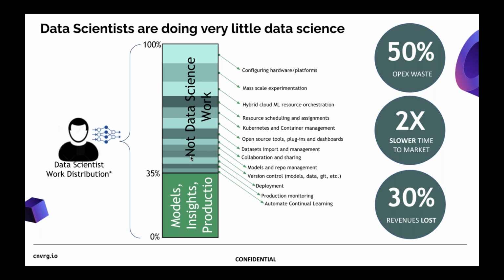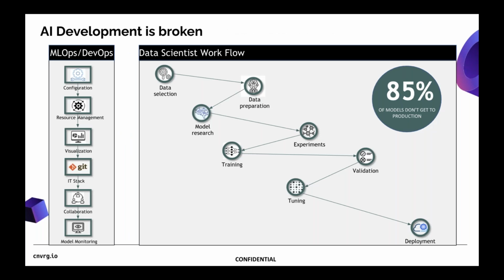This is also impacting the business. We see a lot of waste, OpEx waste, a lot of underutilized clusters on premise specifically, and eventually slower time to market, which is very, very important, especially in AI applications. Now, this is happening for a few reasons, but the main reason that AI development today is broken is that there is some sort of technical debt.